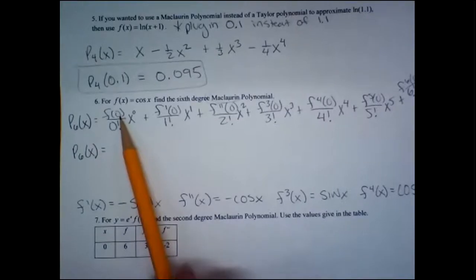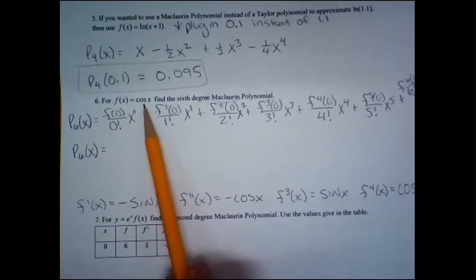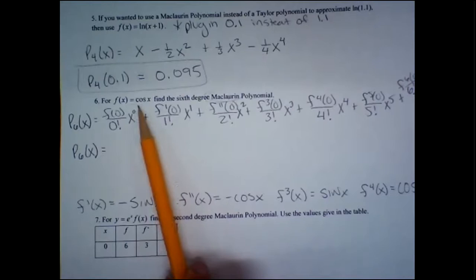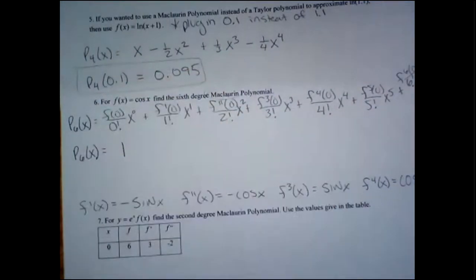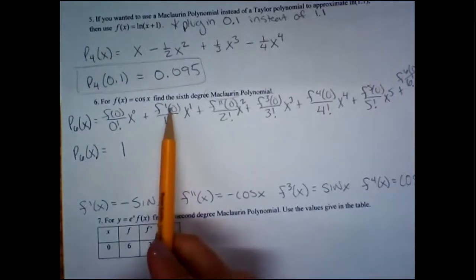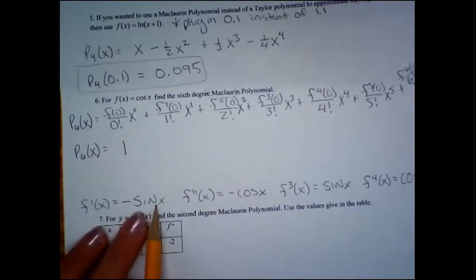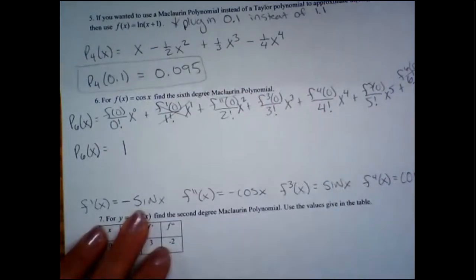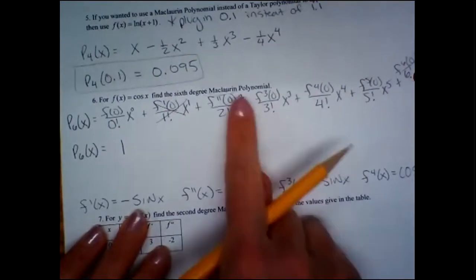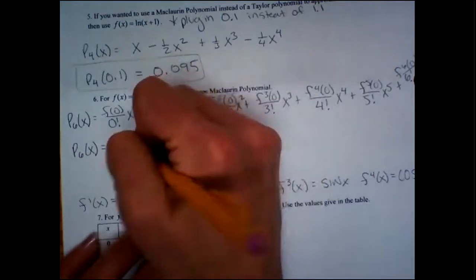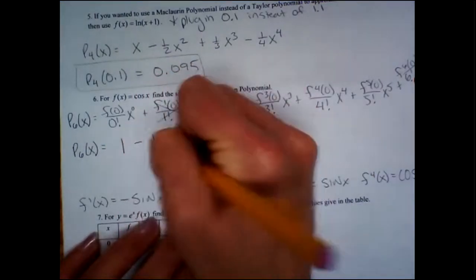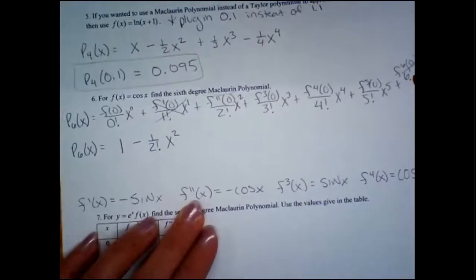All right, so plugging in 0 to our function, what is cosine of 0? Because it's not 0. 1 over 1, and then this is also 1. So that entire first thing is 1. The first derivative is sine. Now sine of 0 is 0, so that term goes to 0. So now we're on the second derivative. If you plug in 0, cosine of 0 is 1, negative. So negative 1 over 2 factorial x squared. I didn't forget the x squared that time.